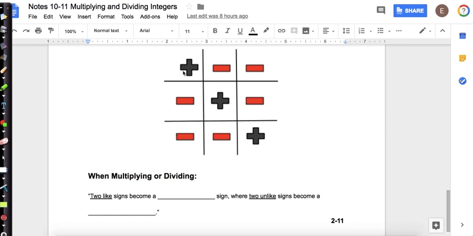Some people prefer the faces, some people prefer the tic-tac-toe board. Use whatever you find more useful to you. So let's recap. When multiplying or dividing, two like signs becomes a positive, meaning if I'm multiplying two positives or multiplying two negatives, the answer is always positive. Two unlike signs becomes a negative. So when I'm multiplying a negative and a positive, the answer is always negative.